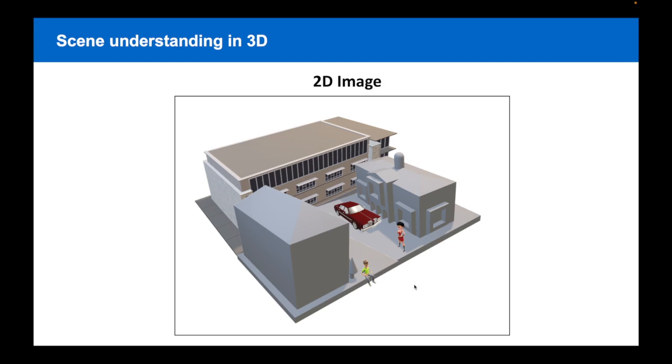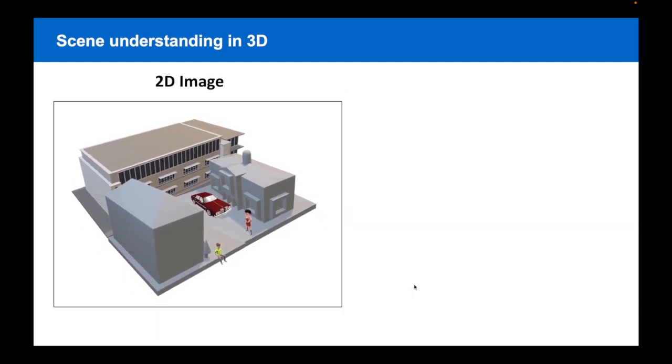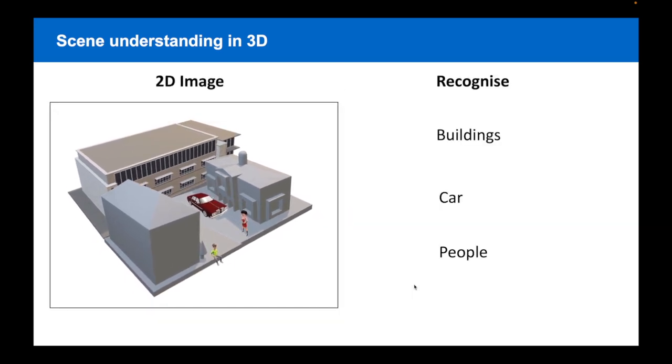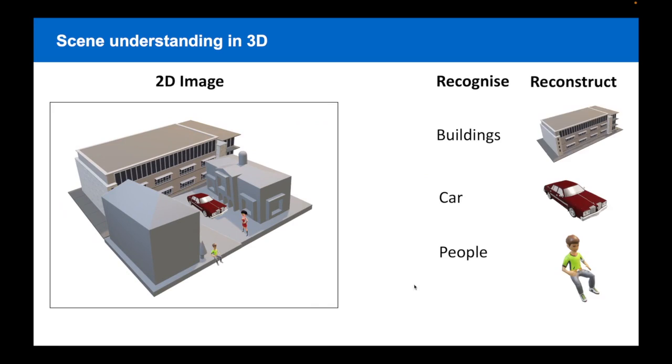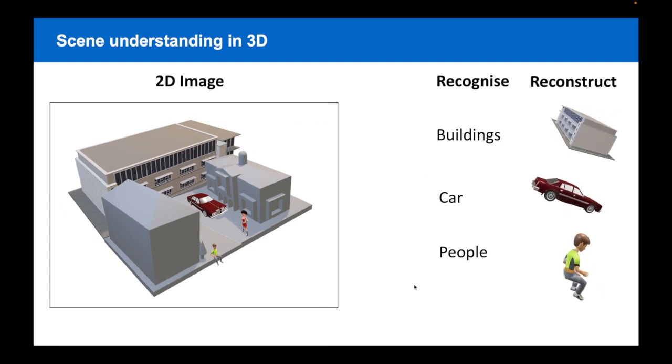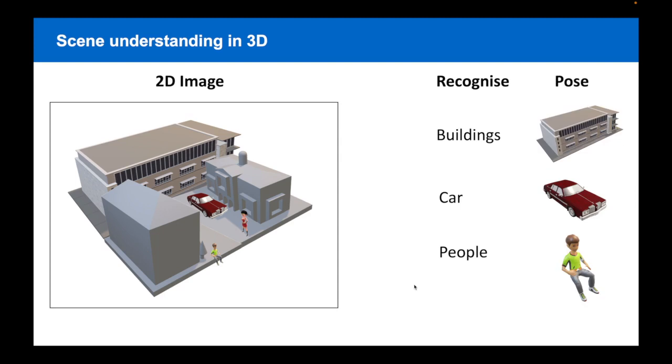Although the image is two-dimensional, we as humans can recognize the objects that are within it. We can imagine what these objects may look like from different viewpoints. And we understand the orientation of rigid objects and which direction they're facing, and also the 3D pose layout of the parts of articulated objects, such as people and their pose.